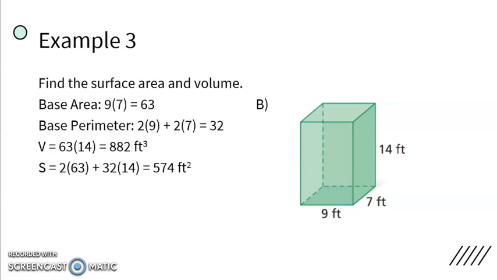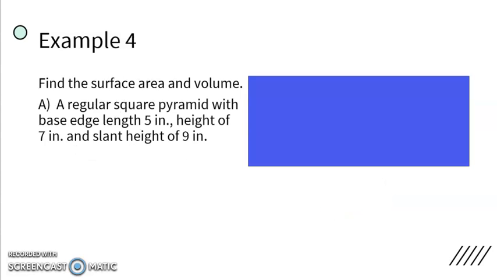Let's see more examples. In example 4, part A, we're asked to, again, find the surface area and volume, but in this case, they didn't give us a picture. They're just describing it. It says it's a square pyramid with base edge length of 5 inches, height of 7 inches, and slant height of 9 inches. Now, note that this is a square pyramid. The base is a square.